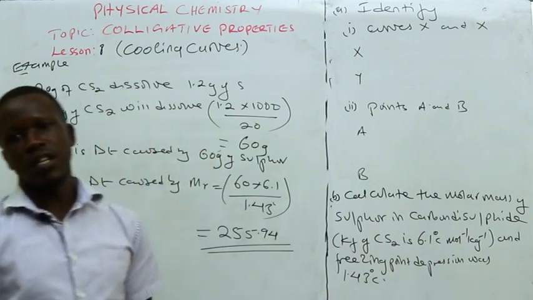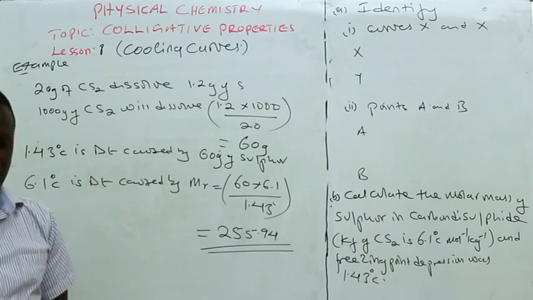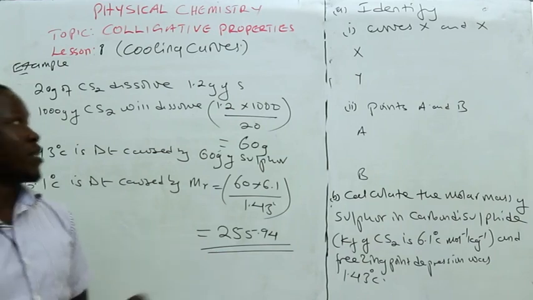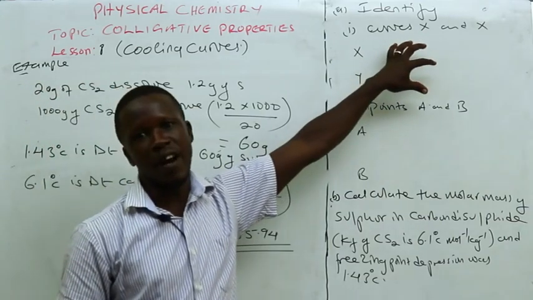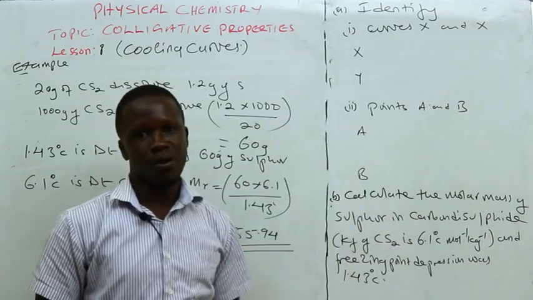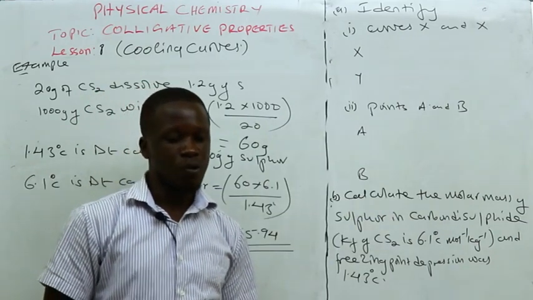So you can see that we can as well use cooling curves to get information that can be helpful. There are more examples that we can look at. I've intentionally left you to identify X and Y, A and B, because we did that in the beginning part of this video.